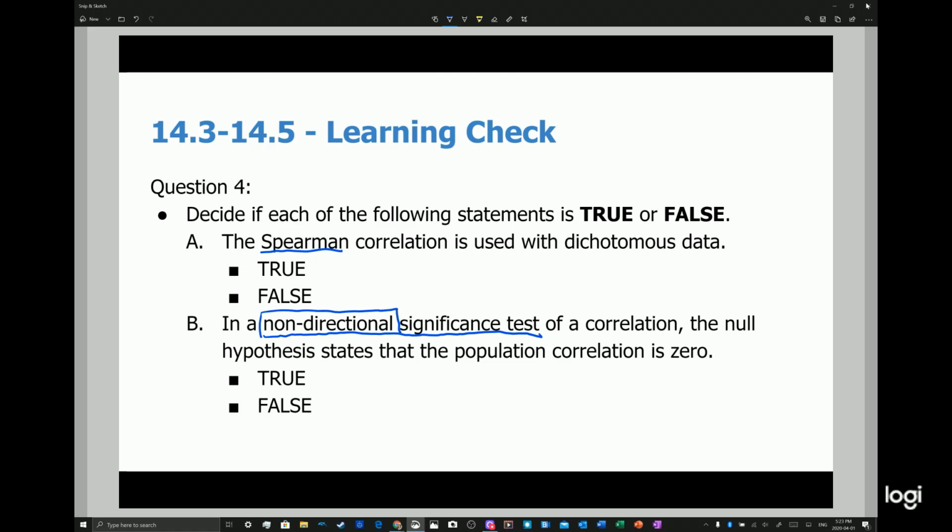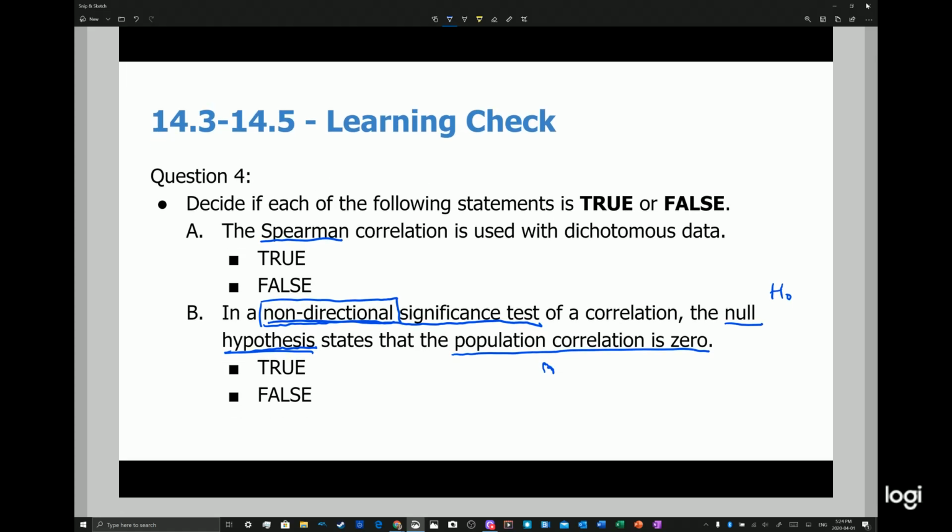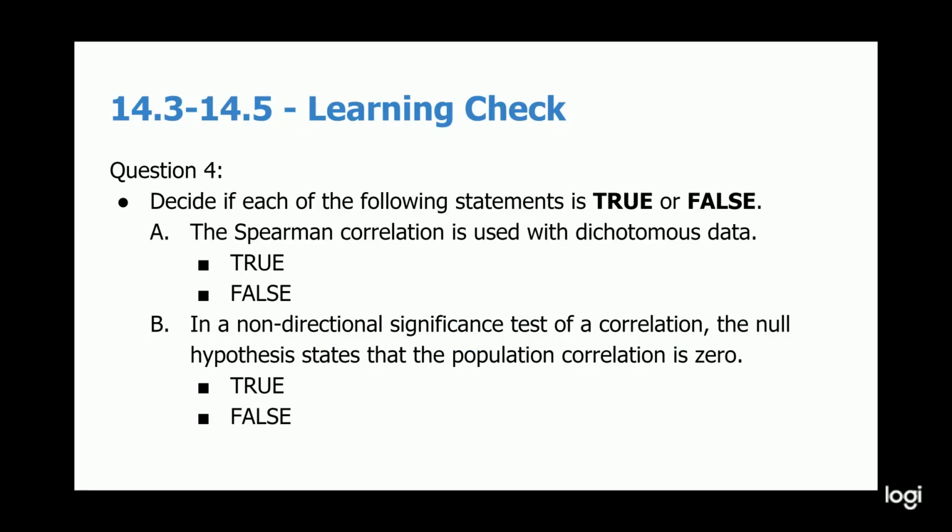the null hypothesis here is going to say that the population correlation is 0. Again, non-directional significance test, could be a T test, and the null hypothesis, your H0, states that the population correlation coefficient, rho, is 0. True or false? Take a moment, think about it, write down your answer, and check.